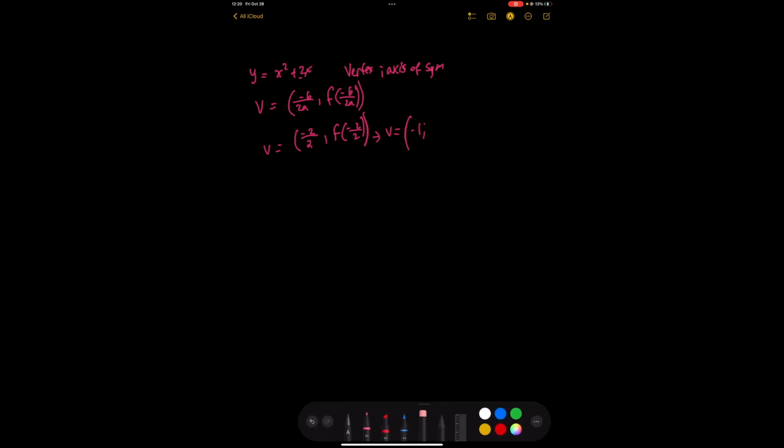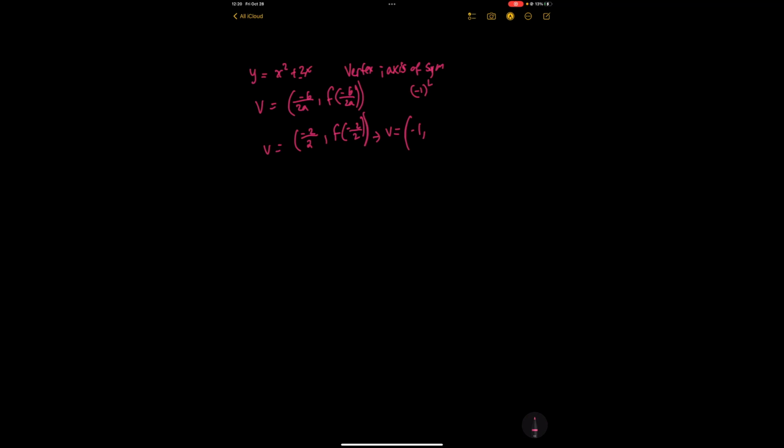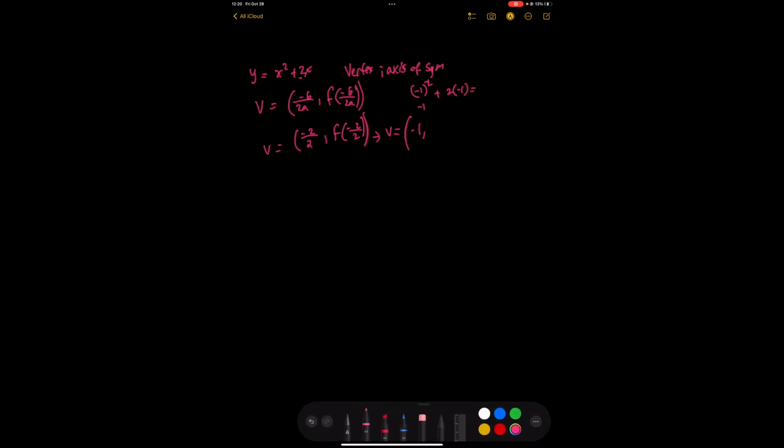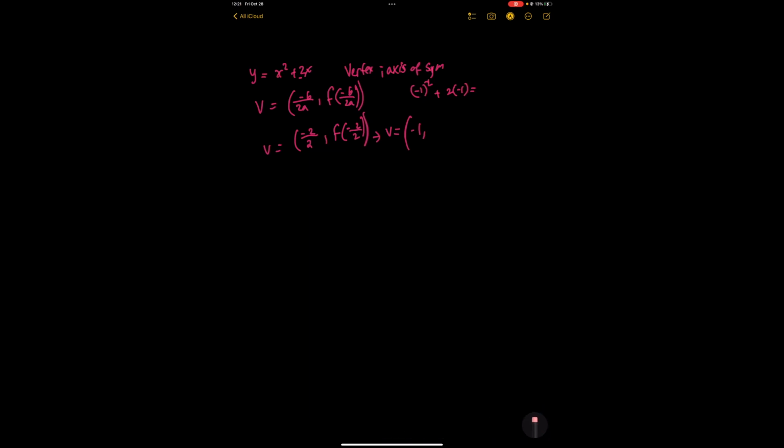And what is f of -1? Well, f of -1 is going to be -1 squared plus 2 times -1, which is equal to -1. Oh, no, my bad. Wrong. -1 quantity squared is equal to +1. 1 plus -2 is equal to 1 minus 2, which is -1. So f of -1 is equal to -1. And so here you got your vertex.